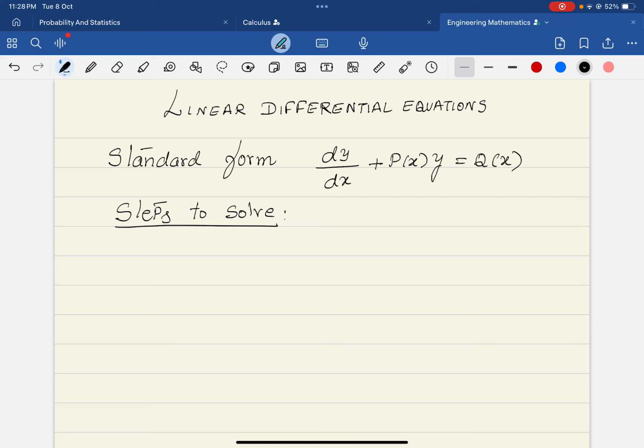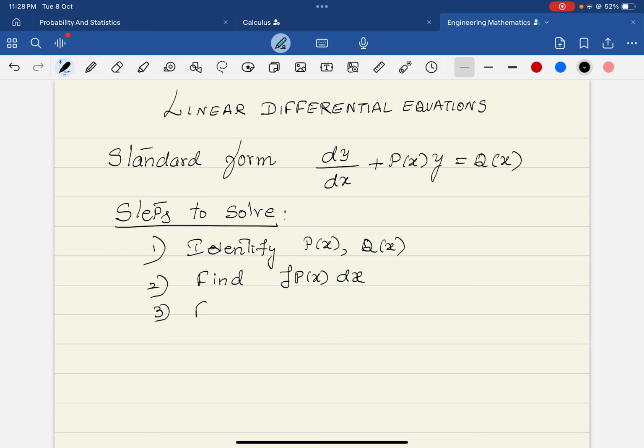First, we identify what is p of x and what is q of x. Put the equation in the standard form and then see what p of x and q of x are. And then find the integral of p of x dx.